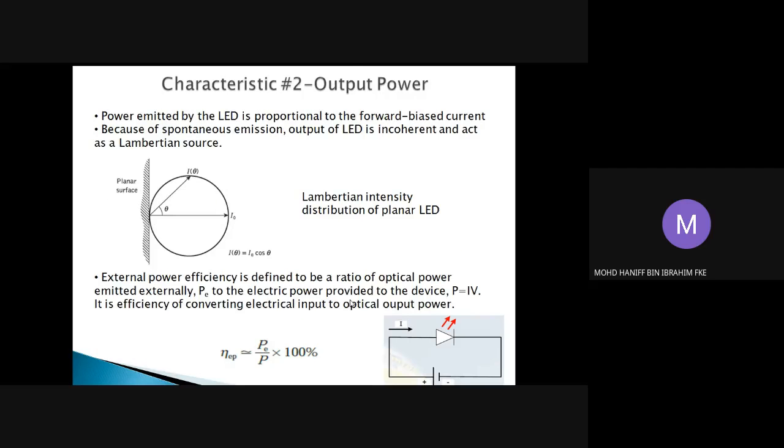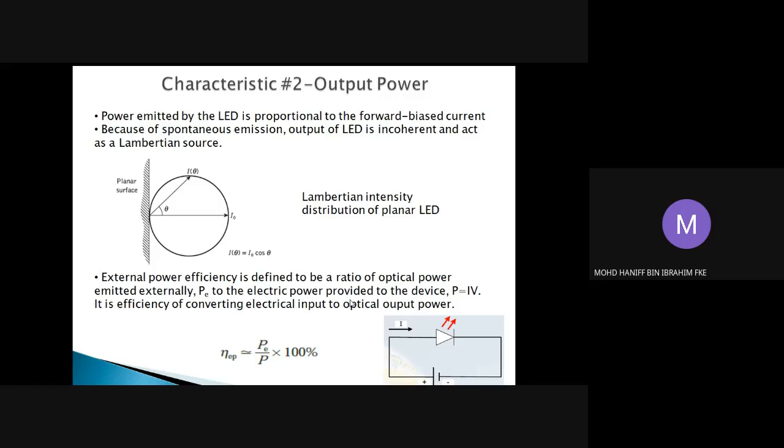Okay, we have understood the efficiency of the LED. Number two is the output power. We have learned that the power emitted by the LED depends on the forward bias current. And due to the spontaneous emission by the LED, the output of the LED is incoherent, as I mentioned before.